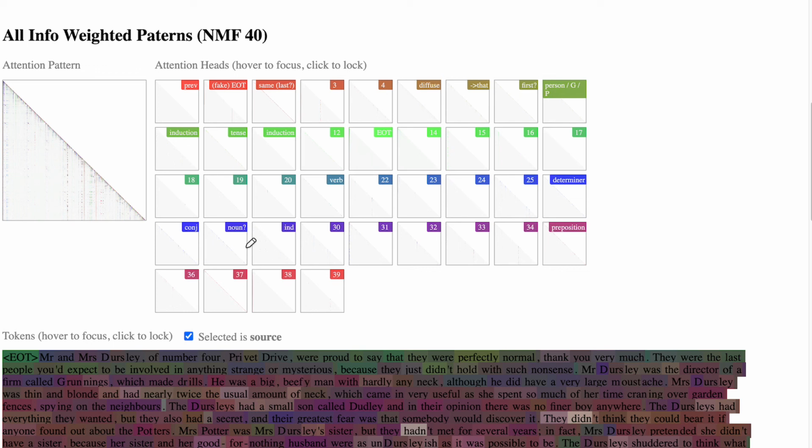But yeah, so that gives us a sense of some of the things that we should expect to find when we are poking around in these models. And in our next video, we'll actually look at the attention heads and sort of move past these factors.